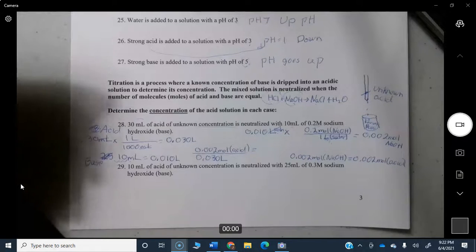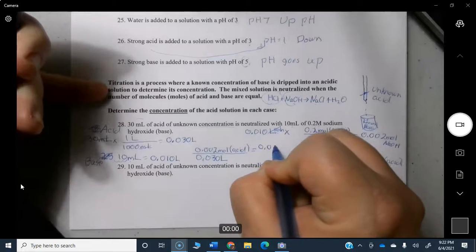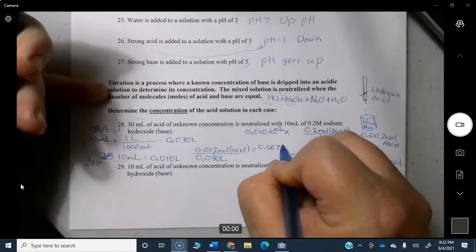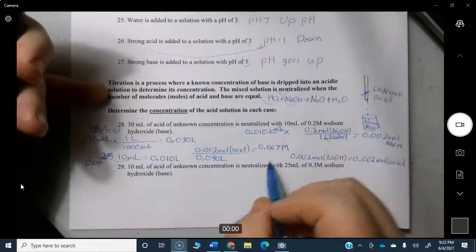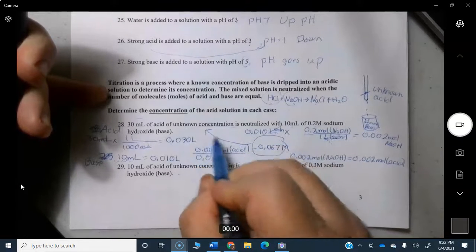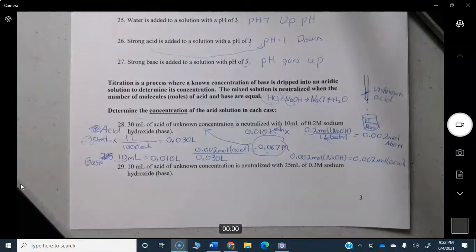So now all we have to do is do the calculation. And that gives us 0.0, a bunch of sixes, we'll just call it 7. And it's a concentration, so it's a molarity. So you just use capital M, and that's your final answer. That's what it's asking for. The concentration of the unknown acid. That's what you just figured out.